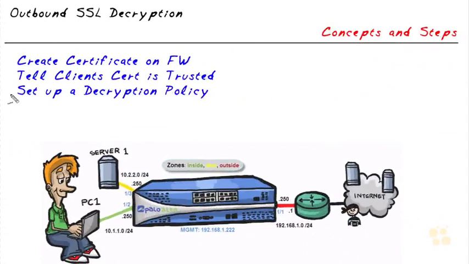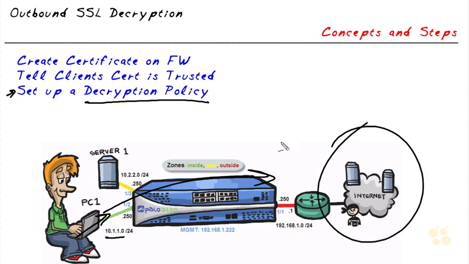Our last step is to set up a decryption policy that says if traffic is being sourced from the 10.1.1 network and coming in on an interface on the inside and being routed out the outside, and if it's going to certain categories of websites, then go ahead and decrypt that traffic if needed.